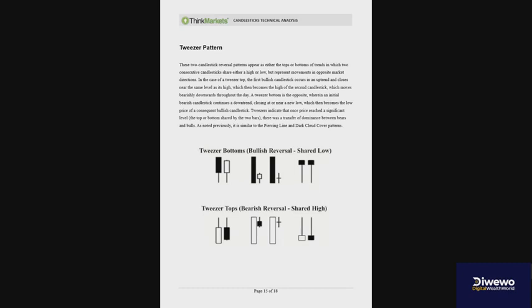We have the Tweezer pattern. We have what we call the Tweezer top and the Tweezer bottom.